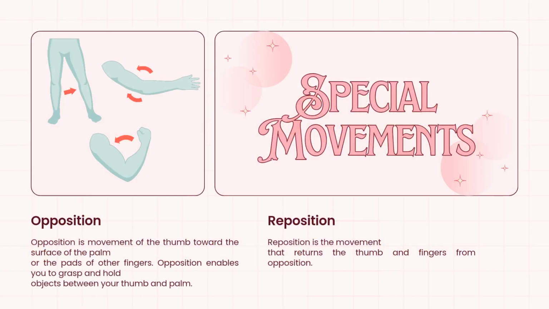Opposition is movement of the thumb toward the surface of the palm or the pads of other fingers. Opposition enables you to grasp and hold objects between your thumb and palm. Reposition is the movement that returns the thumb and fingers from opposition.